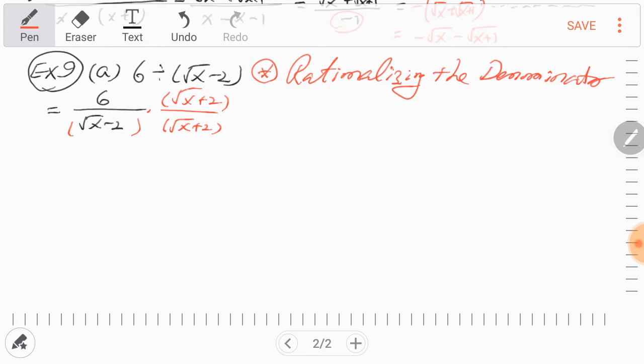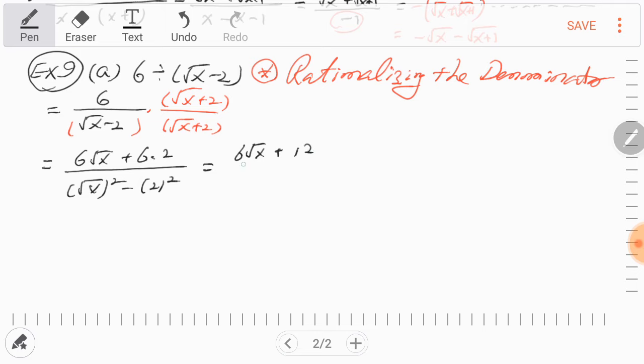So that is equal to 6 times square root of x plus 6 times 2, divided by a squared minus b squared, square root of x squared minus 2 squared. So 6 square root of x plus 12 divided by x minus 4.